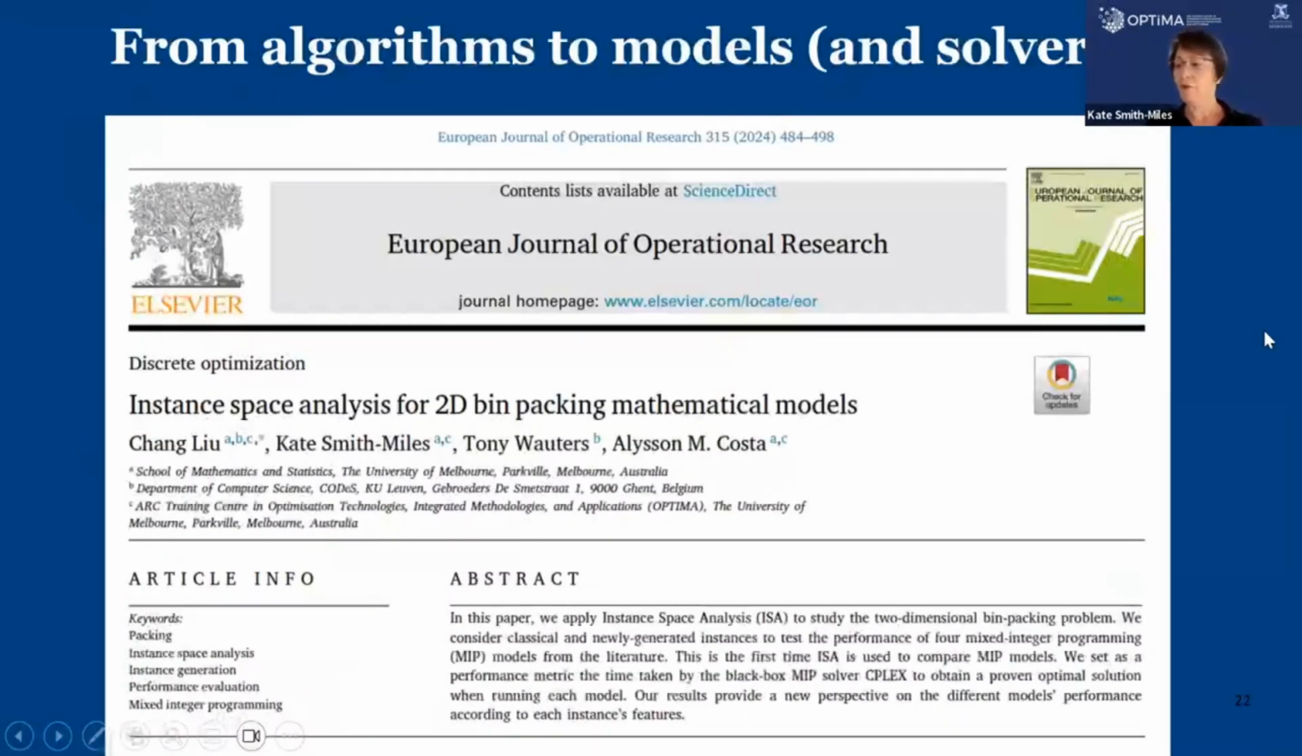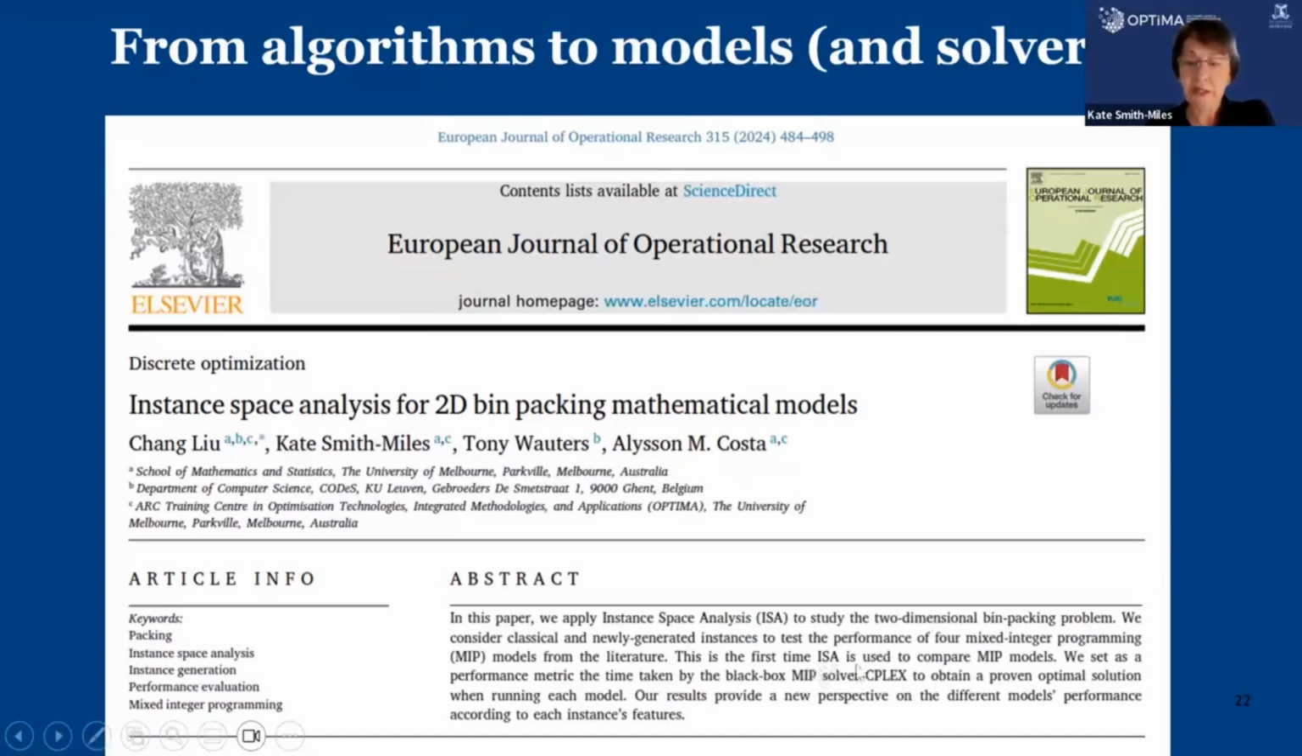Okay, so I want to very briefly now jump from talking about algorithms to models and solvers. So I've said right from the very beginning that when I say algorithms, it could be substituted with the idea of making decisions about how to model and also choice of solver. So this was the first paper we had published last year where we're actually using instance-based analysis to look at the strengths and weaknesses of different models for 2D bin packing, in collaboration with Tony at Catholic University Leuven in Belgium, where my student Kelvin Chang Lu is a joint PhD student between KU Leuven and University of Melbourne.